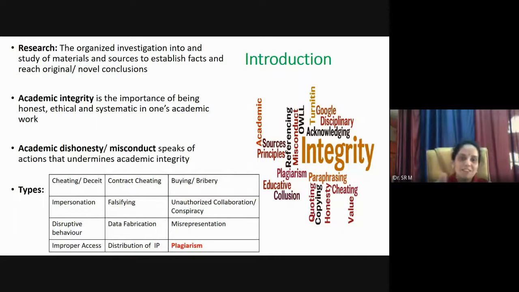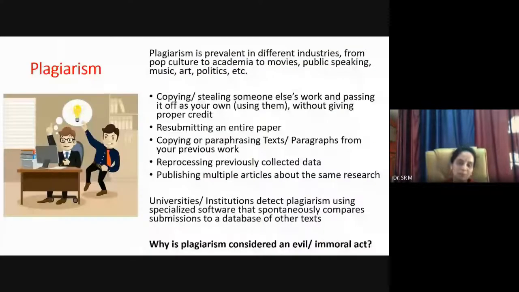Then the last one, I have deliberately put in red color. This is plagiarism. Red always shows negativity. You would have heard of this word, and most of us do not want to discuss anything about it. Plagiarism means, as we all know, using somebody else's work, and not giving any proper credit or acknowledgement to the original author.